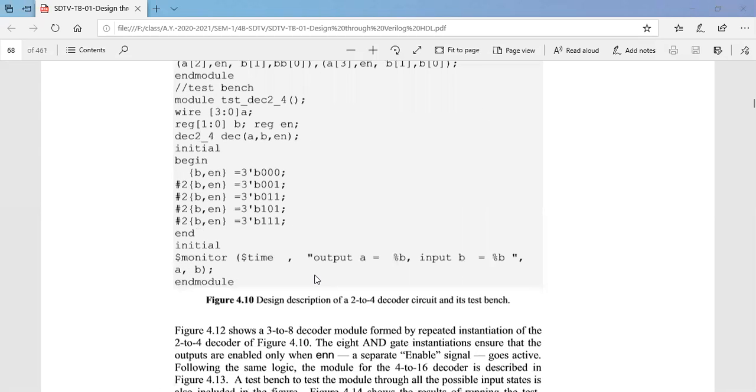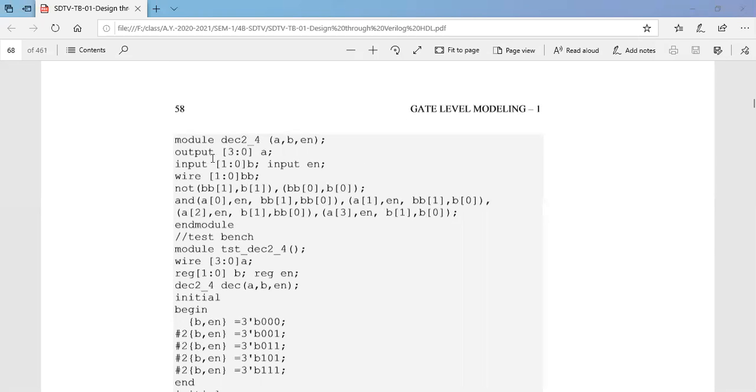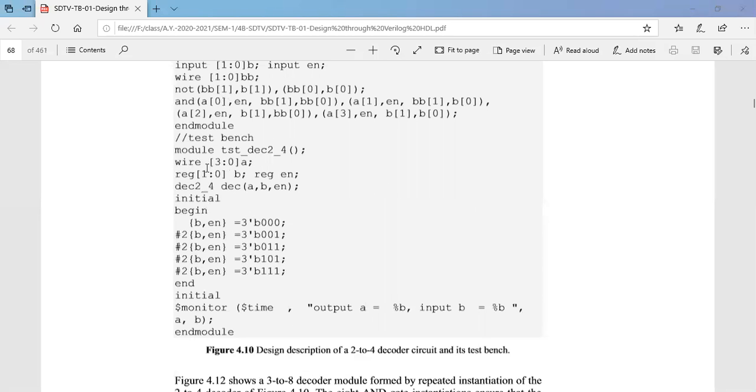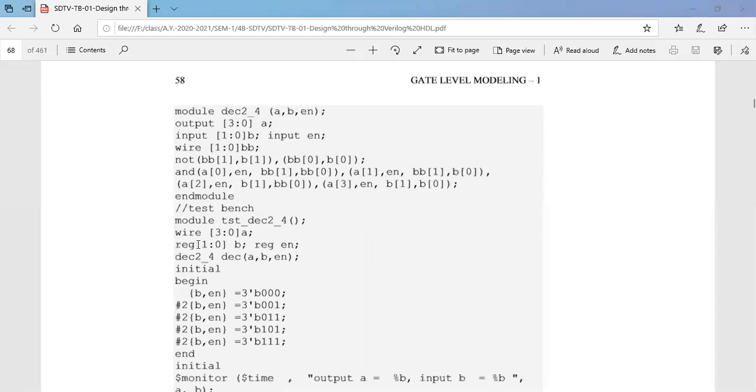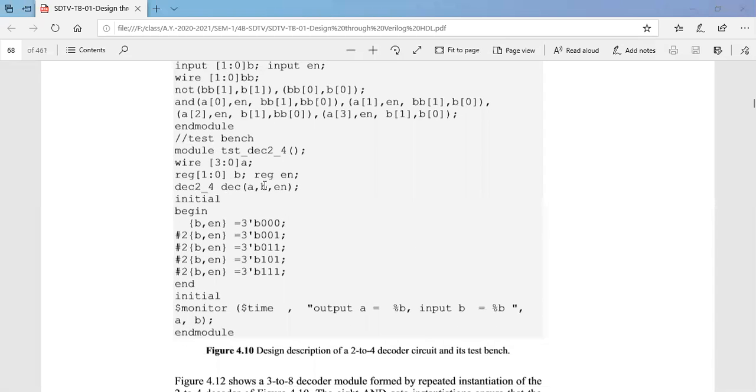Okay. So this is the test bench. This is an output. So we are using here wire. For the inputs, we are using the registers. For inputs, we are using the register in the test bench. For outputs, we are using wire there, and also register enable.